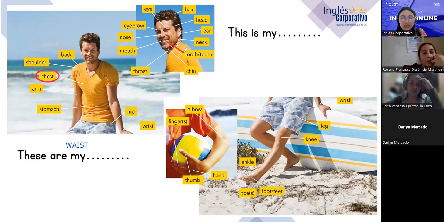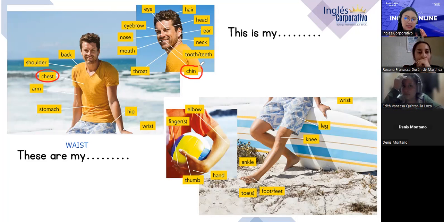Foot and feet. Singular, plural. Okay, singular sería solo uno. Foot. More than one, we say feet. And after that, under my mouth, I have my throat. No vayamos a confundir entonces. Neck. Y esta que es throat. Cuello, garganta, es un poco más bajo, ¿verdad?